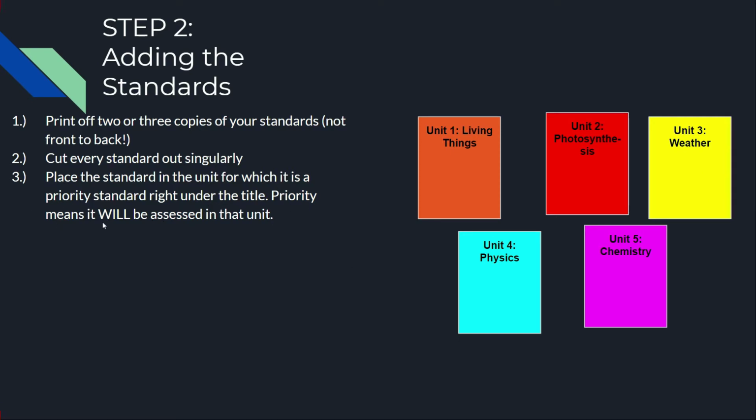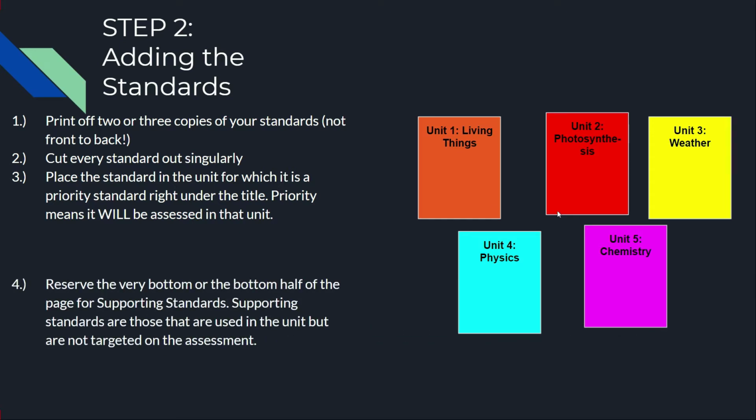Now notice I'm talking about priority standards, because the priority standards go in the top right under the title. A priority standard means it is going to be assessed on the final assessment at the end of the unit. So if it's going to be assessed, then it's a priority standard. If it's not assessed, then it's a supporting standard. So you're going to put supporting standards on the bottom. Keep in mind, if the standard is going to show up on some state tests, then at some point it should be a priority standard.